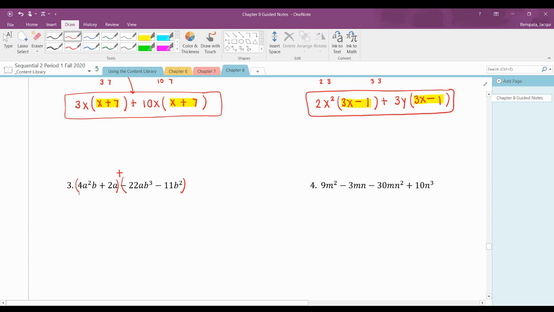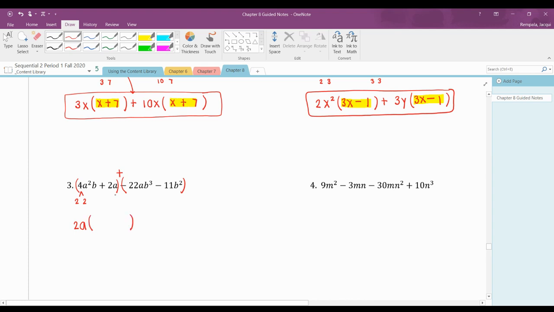I see 4 and I see a 2. Well, 2 is smaller, 4 is 2 times 2. They definitely have a 2 in common. Then I see that they both have some a's. Remember, I take the smaller exponent, so that would be a 1 versus the a squared. Even though that first term has a b, I don't have a b in the second term, so there's not going to be a b in my GCF.